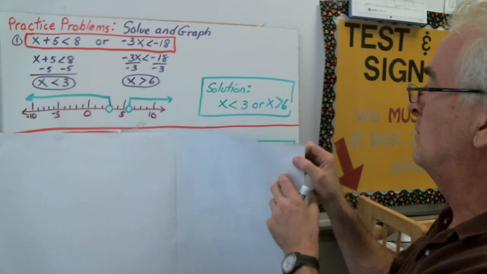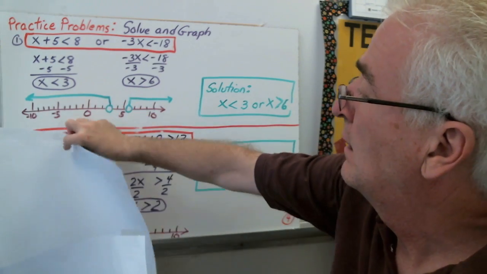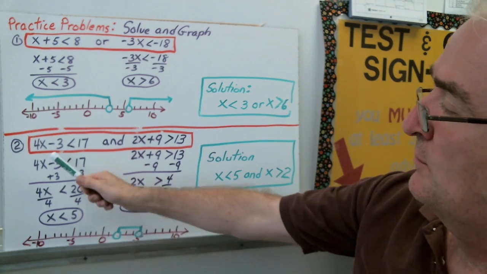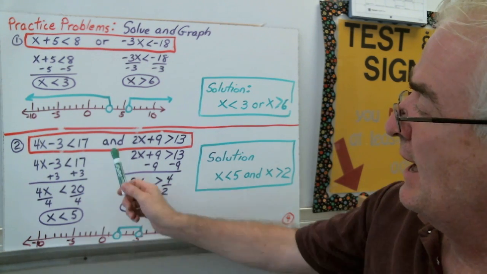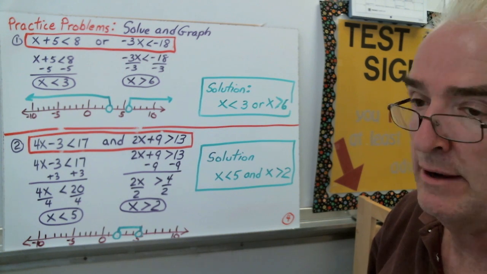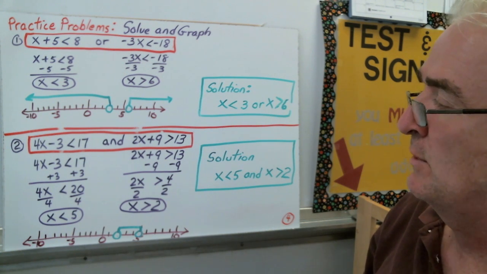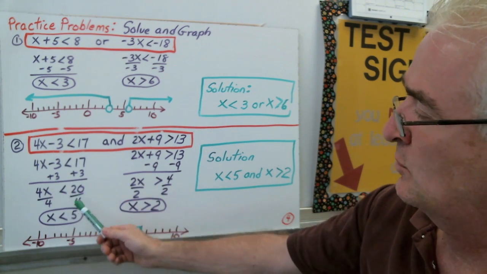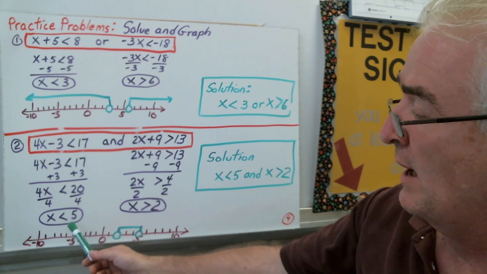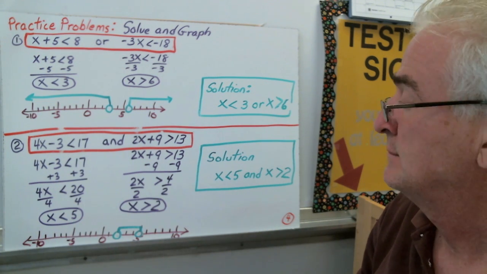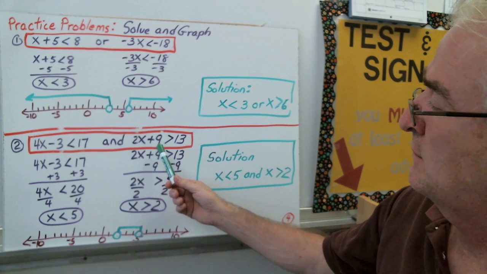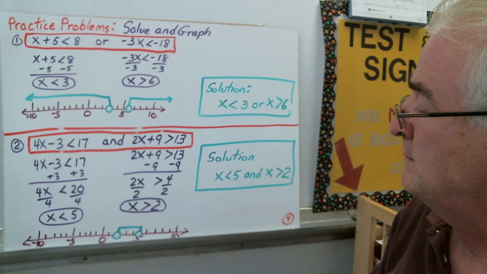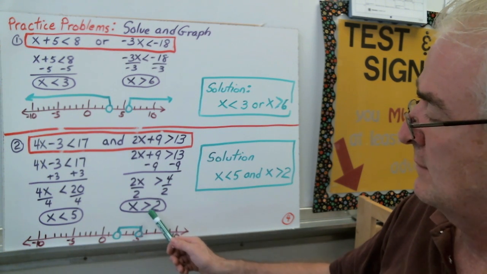Now let's look at our second problem. Our second problem was 4x − 3 is less than 17, and 2x + 9 is greater than 13. This one has multiple steps, so first we eliminate the numbers by adding 3 to both sides. We have 4x is less than 20. We divide both sides by 4. We now have x is less than 5. We come over to the second inequality, 2x + 9 is greater than 13. Subtract 9 from both sides. We have 2x is greater than 4. We divide both sides by 2. We have x is greater than 2.